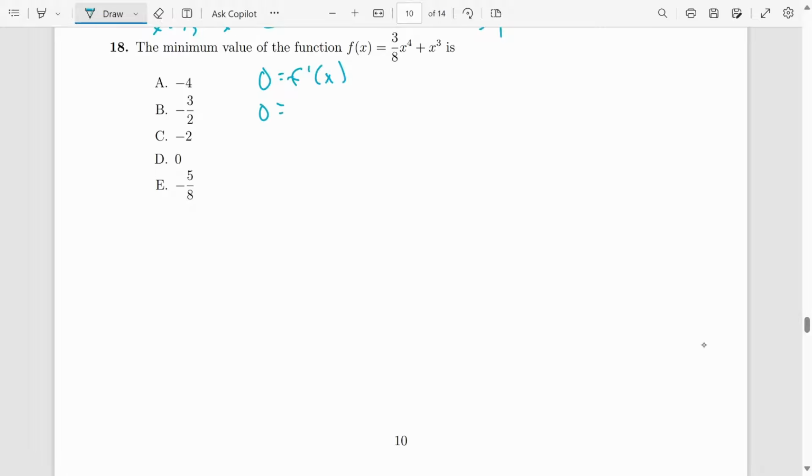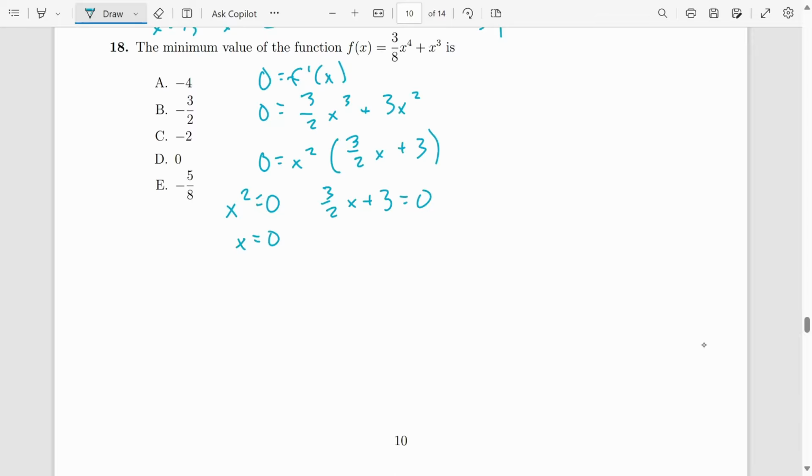So 0 equals, let's see, this is going to be 3 halves x cubed plus 3x squared. And then solving for x, let's see, we can take x squared out of everything. So 0 equals x squared times 3 halves x plus 3. Factoring this into two separate equations, we get x squared equals 0 and 3 halves x plus 3 equals 0. On the left side, we've got x equals 0. Take the square root of both sides.